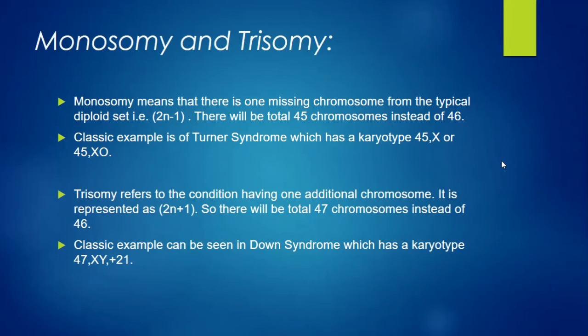Then let's come to the trisomy. Trisomy refers to the condition of having one additional chromosome. It is represented as 2n plus 1, which means that there will be a total number of 47 chromosomes instead of 46, as there will be one additional chromosome. A classic example of trisomy can be seen in Down syndrome, which has a karyotype of 47XY plus 21, where plus 21 defines chromosome number 21, which is an extra chromosome.